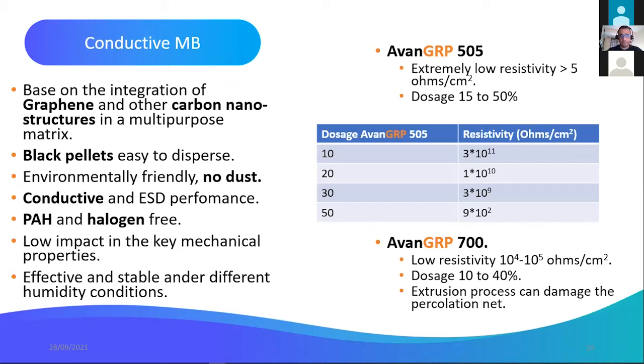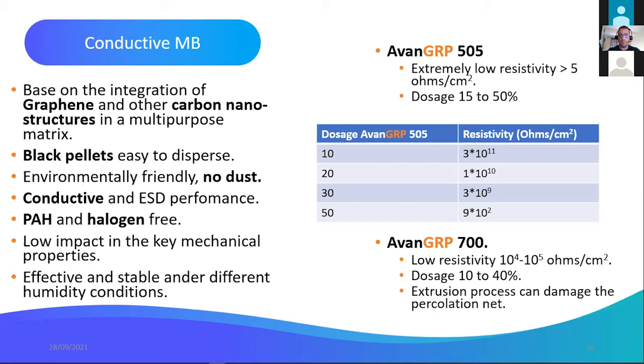Graphene is in powder form, so sometimes it's unfriendly to use. This way we developed some master batches in different matrices to help use graphene in rubber applications. The conductive master batches are based on graphene and other carbon nanostructures. They are in pellet form, black color. One advantage is no dust during the use of graphene. You can achieve conductive and ESD performance also. It's polyaromatic hydrocarbons and halogen free, and the impact on the properties is quite low and is stable in different humidity conditions.